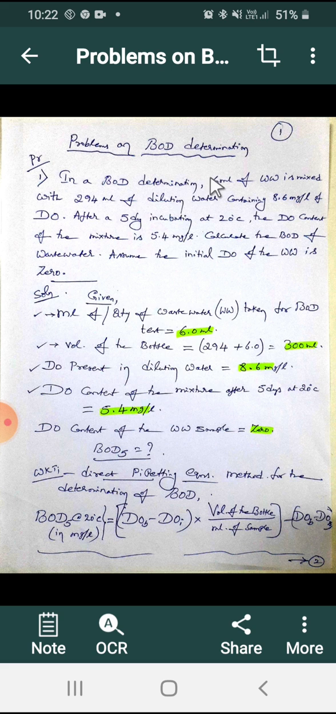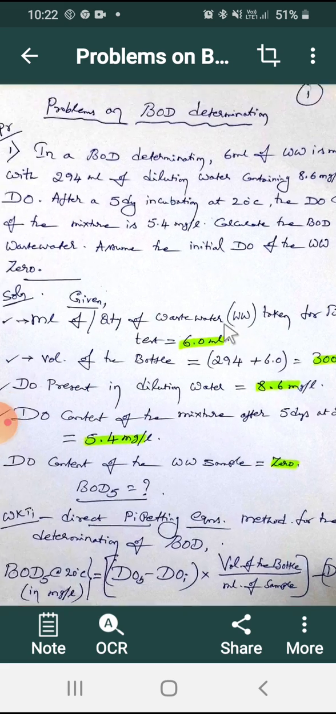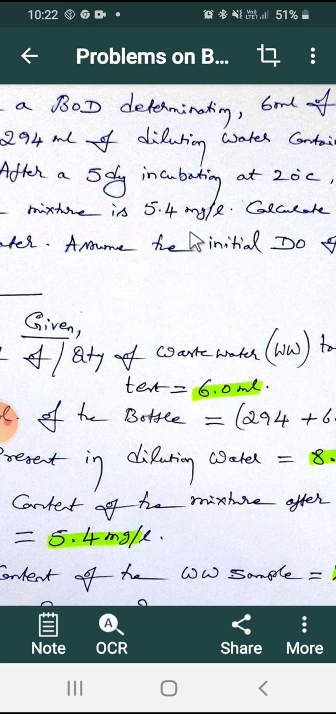One is wastewater, another is the dilution water. There are two, so A plus B is equal to C. That mixture you will get. What he is telling is, after 5 days of incubation at 20 degrees centigrade, the DO content of the mixture, notice, after 5 days the bottles we are taking outside and checking for DO, the answer will be 5.4 milligrams per liter.